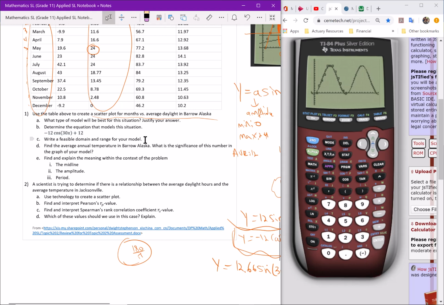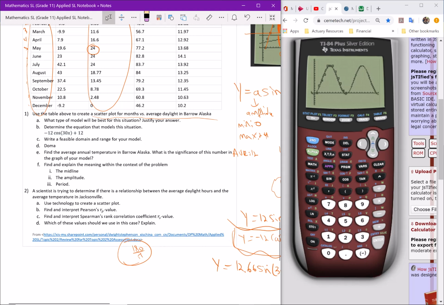Domain and range. Domain in this case is the x values, which are the months. This is going to be all real numbers. Right, you can plug in 1, 2, you can plug in 1.5, which would be like January, middle of January.